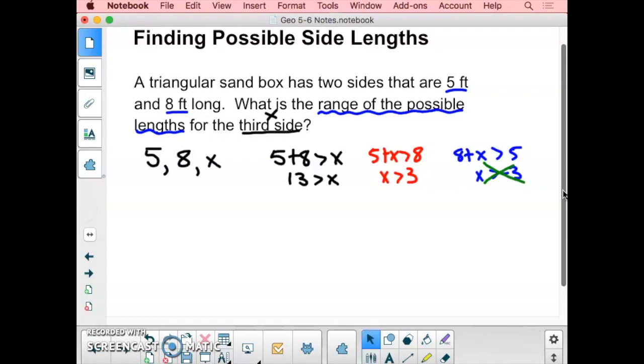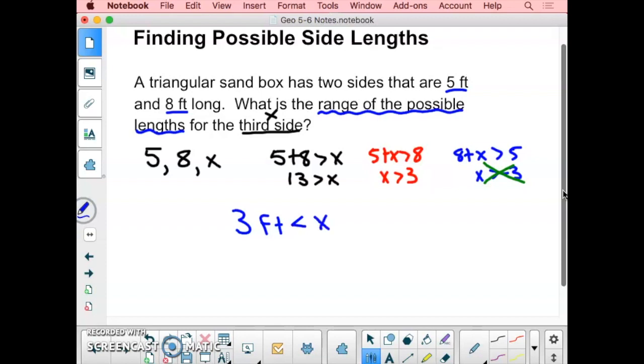So the range of values for this one, the very smallest it can be is, well, the first length that is too small is 3. Even just a millionth of an inch bigger than 3 would be fine, but 3 is too small. So here's how our answer should look. We're writing a range of values. 3 is too small to be the length of x. It can't be 3 feet long. So x has to be bigger than 3 feet.